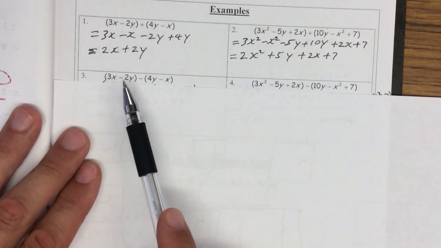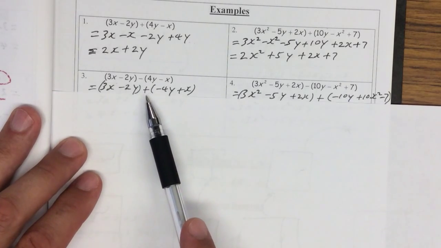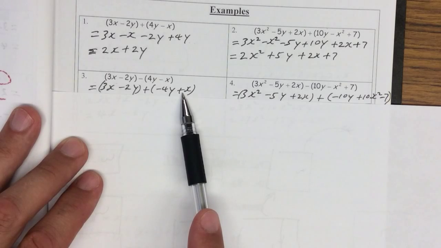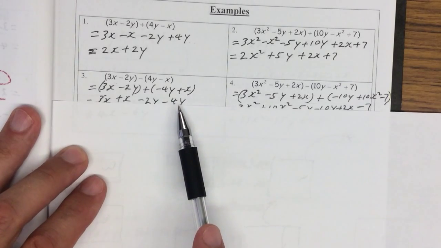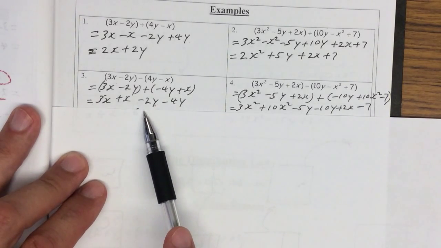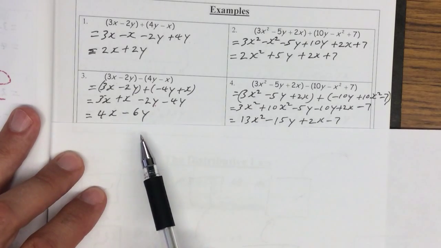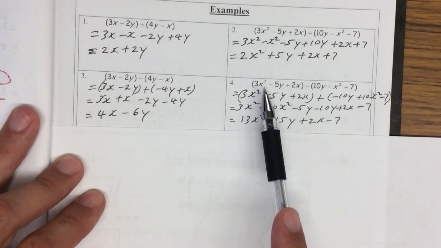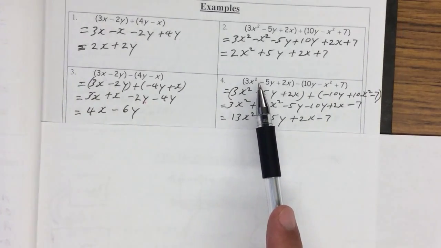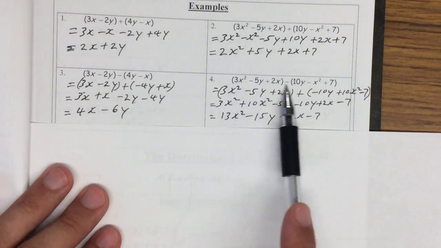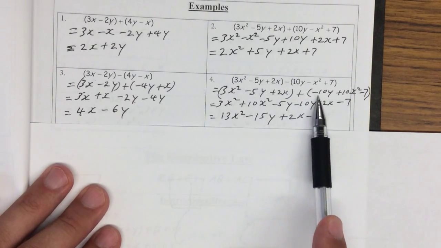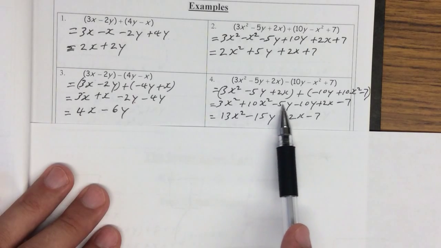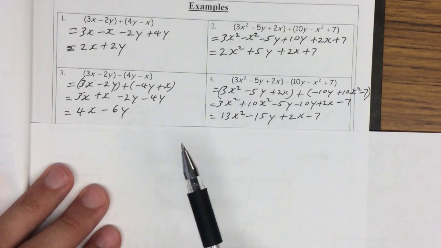Subtracting. Don't remove the brackets yet. Change it to a plus and change the sign of everything in the second bracket. Then remove the brackets, collect like terms, and you got a nice answer. Same with this subtraction. You've got subtraction, change it to an addition, change all the signs, collect like terms, simplify.